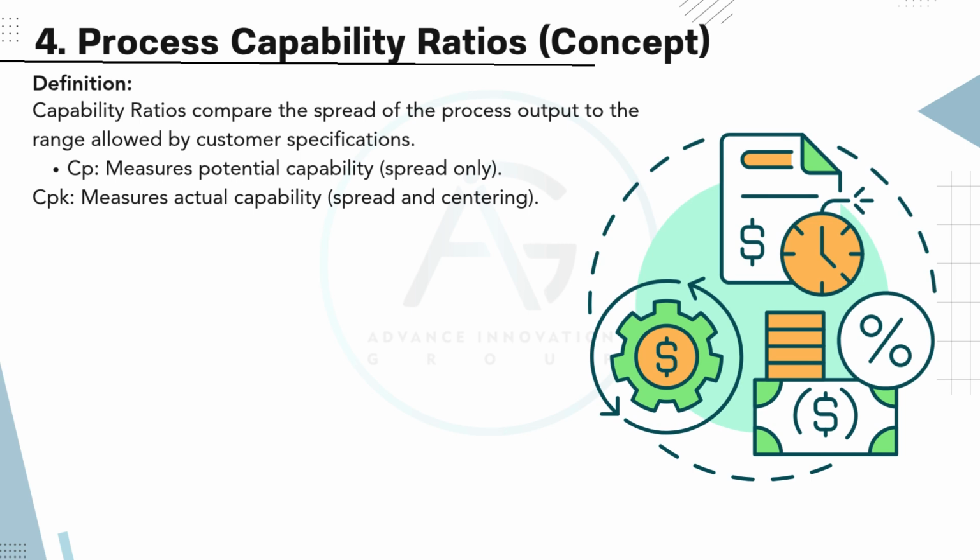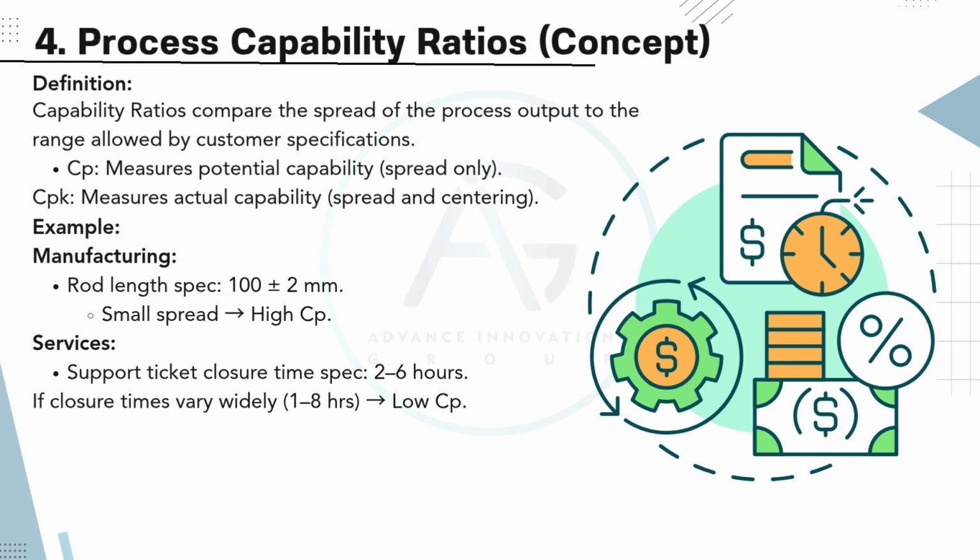Concept. Definition. Capability ratios compare the spread of the process output to the range allowed by customer specifications. CP measures potential capability, spread only. CPK measures actual capability, spread and centering. Example: manufacturing. Rod length, spec 100 plus or minus 2 millimeters. Small spread, high CP. Services. Support ticket closure time spec, 2 to 6 hours. If closure times vary widely, 1 to 8 hours, low CP.